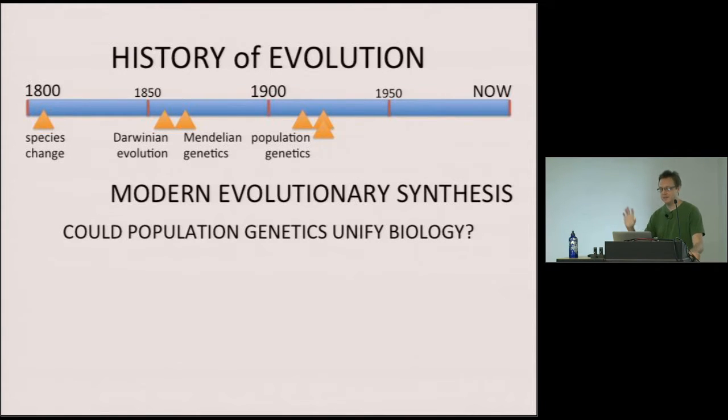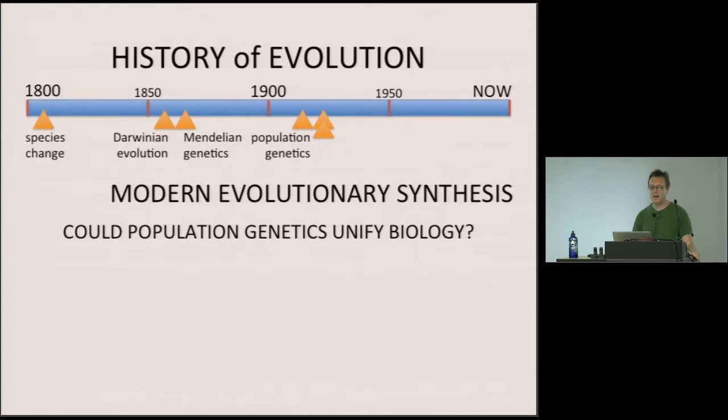Around the same time, 1930, 1940s, there was this idea of what's now called the modern synthesis or the modern evolutionary synthesis. And there's this idea that we could use population genetics to somehow unify all of biology. That was sort of the goal.